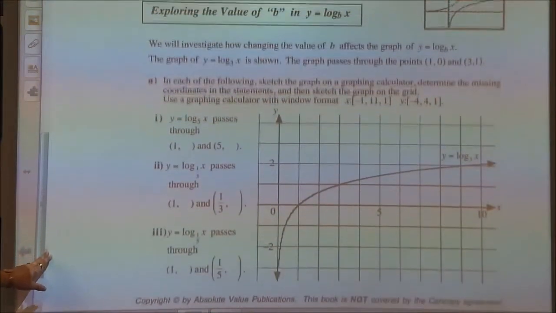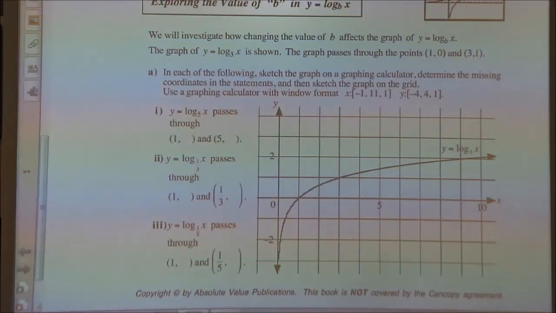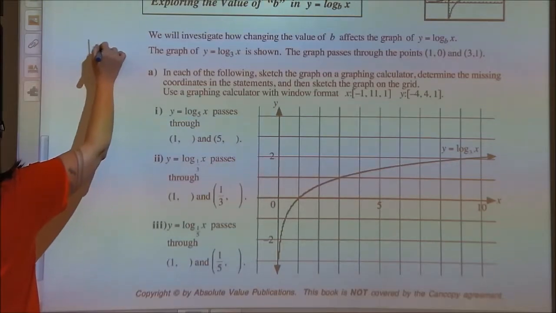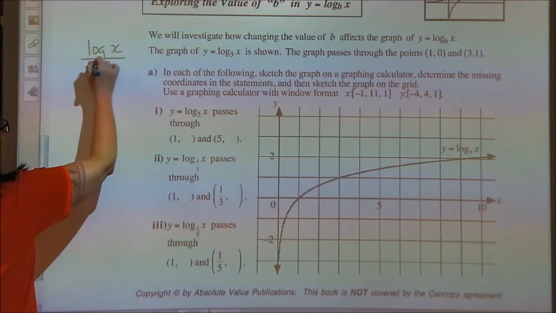So what we're going to do now is look at what the value of b, that base, does in my logarithmic functions. It says the graph of log base 3 of x is shown. To graph log base 3 of x in my calculator, I would have gone log x divided by log 3.